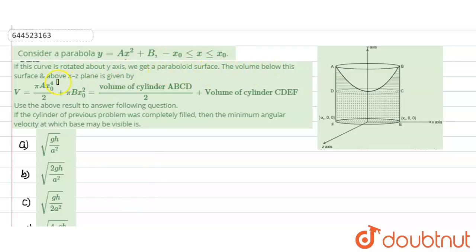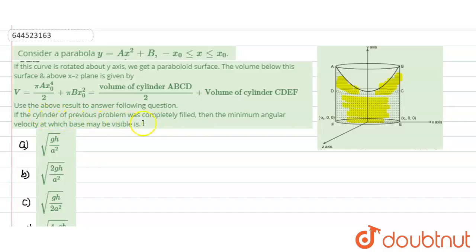The volume below this surface and above the z plane is given to be volume equals volume of the cylinder ABCD divided by 2. That means this volume would be the cylinder volume divided by 2, plus the volume CDEF. So this would be the total volume from here up till here.